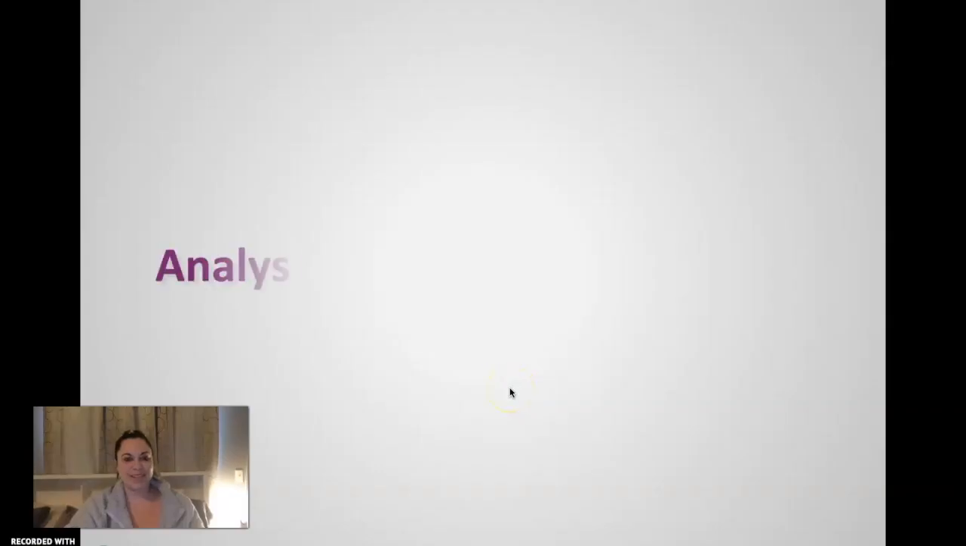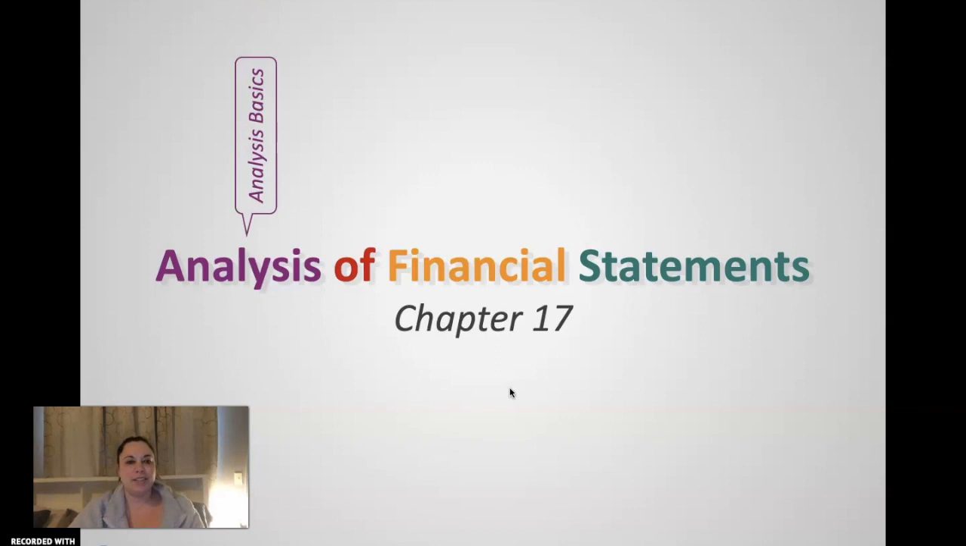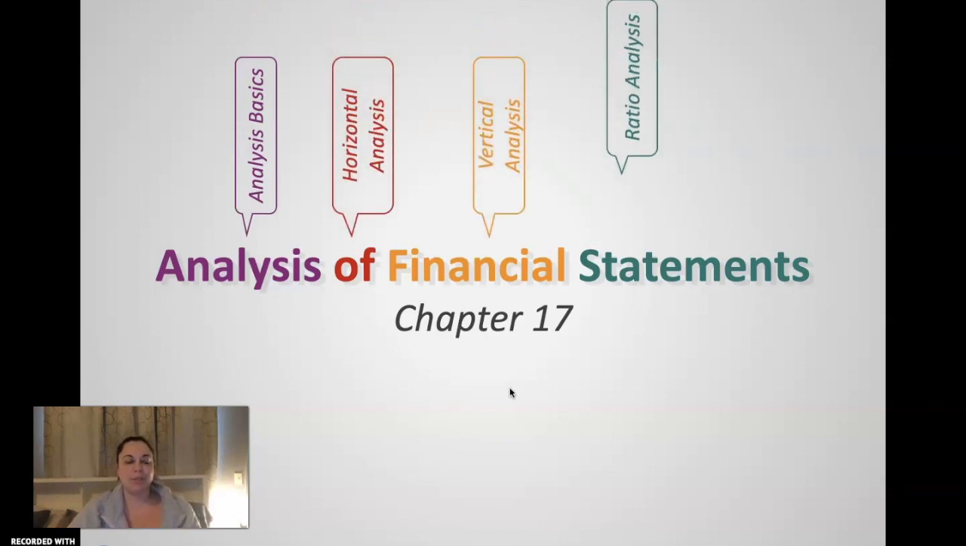Okay, so let's begin. So this is the Chapter 17 PowerPoint. We're going to be going over the analysis of financial statements. Here's the agenda. We're going to be going over just some basic information and overview of what all this is for. And then the three main points, which is the horizontal analysis, the vertical analysis, and the ratio analysis. So these are the three main topics that we're going to be covering.